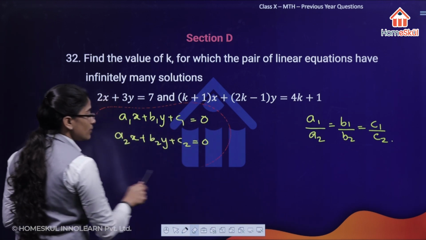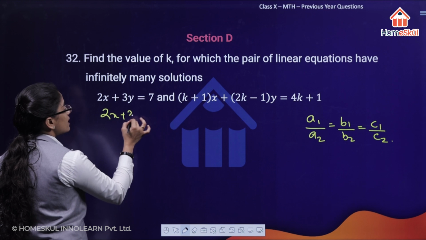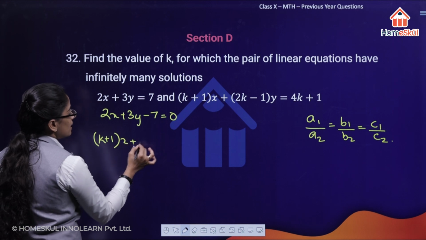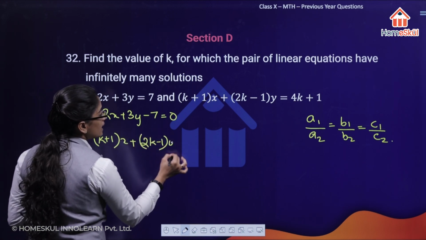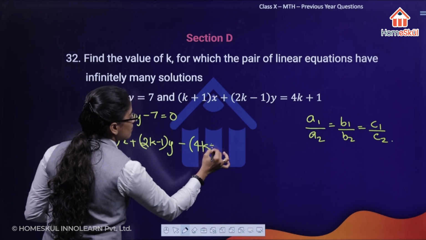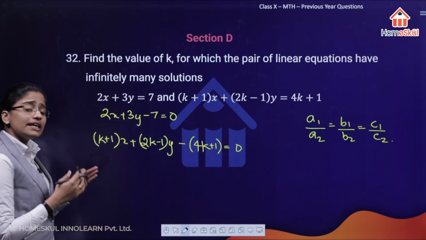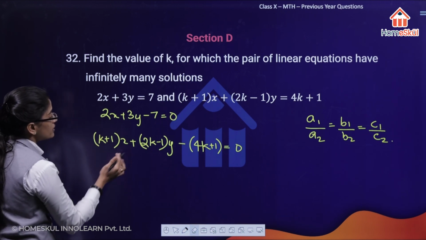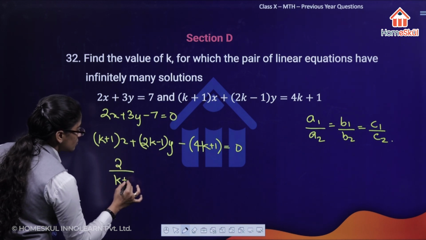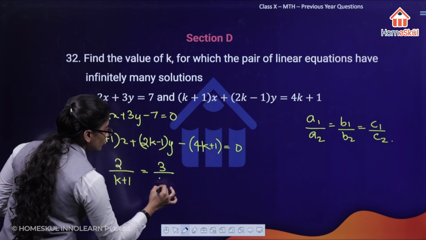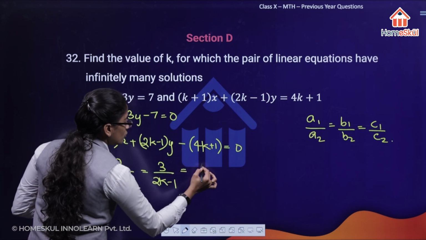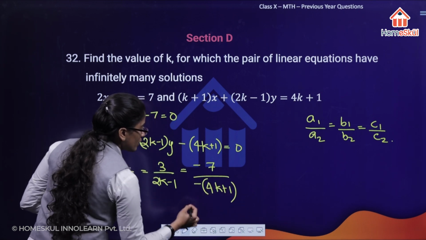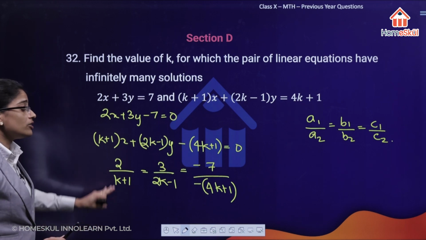So here, let's rewrite this equation in the standard form. It becomes 2x plus 3y minus 7 is equal to 0 and (k plus 1) times x plus (2k minus 1) times y minus (4k plus 1) is equal to 0, right? Then a1 by a2 means that we need to consider the ratio of the coefficients of x, which means 2 by k plus 1 is equal to 3 by 2k minus 1 is equal to minus 7 upon minus of 4k plus 1, okay? Minus and minus will be cancelled. Now, we need to find out the value of k, okay?